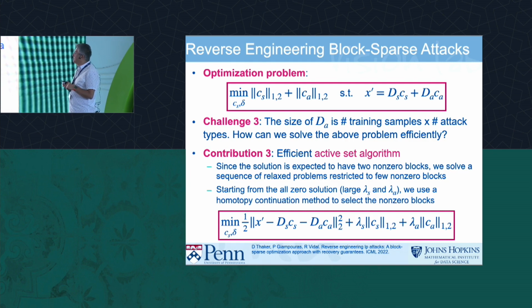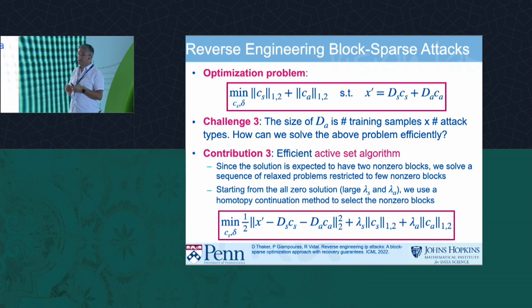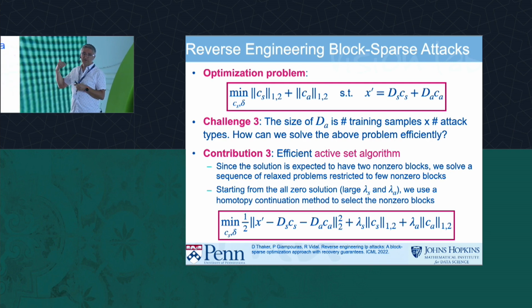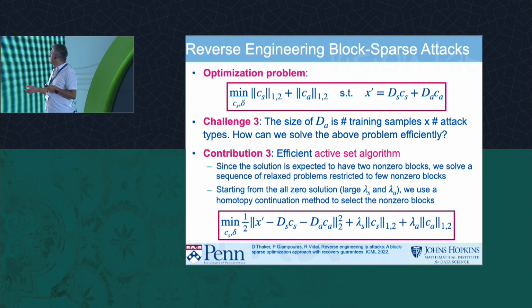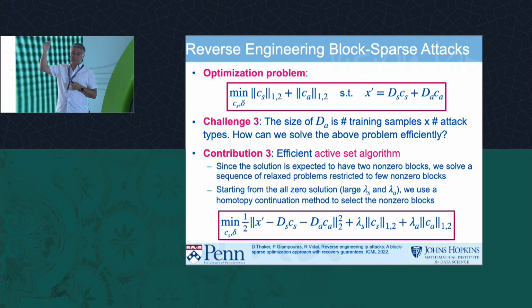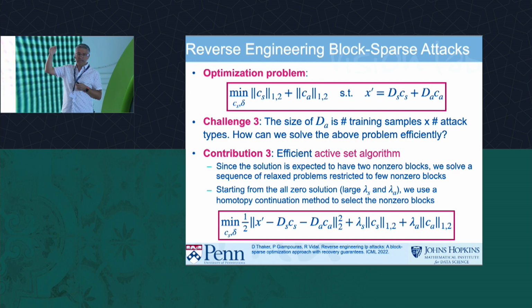Right? So that's exactly what we do. We have an active set algorithm where we relax the problem by putting some penalties on the regularizers. You know that if the penalties, lambda s and lambda a, were very, very large, then the optimal solution would be with the coefficients being all zeros. So that's the sparsest possible. And you know from homotopy continuation methods that as you reduce the lambda little by little, you eventually are going to get to a solution that has one block that is non-zero.